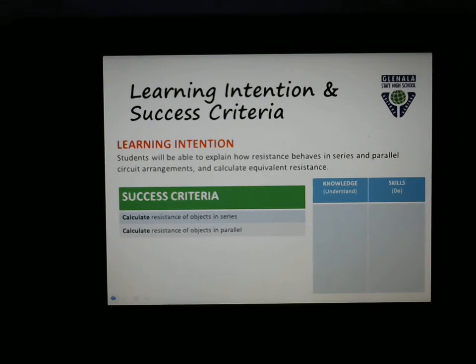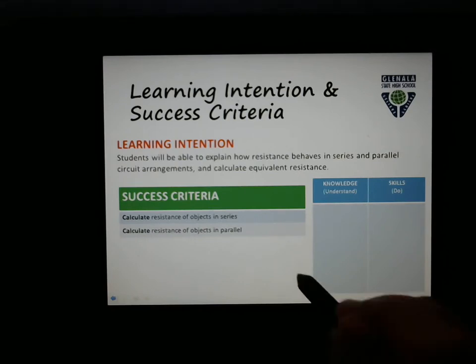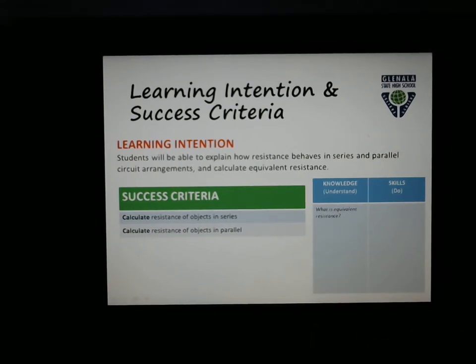Okay, so our learning intention here is we're going to look at how resistance behaves in series and parallel circuits and calculate something called equivalent resistance. You see there's only 2 success criteria, they're both about calculations. So in terms of our knowledge, we need to know what this equivalent resistance is. And secondly, the skills of how do I calculate those things? And you've got to be able to do it in both series and parallel.